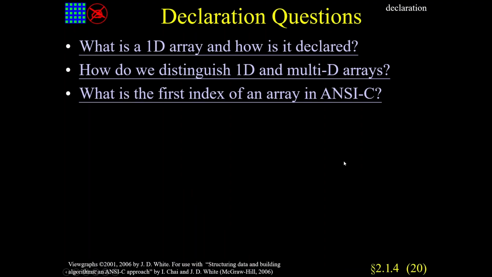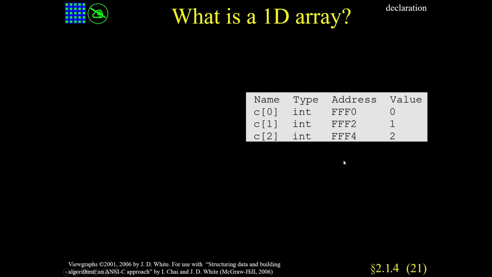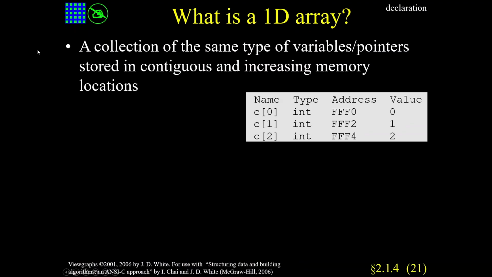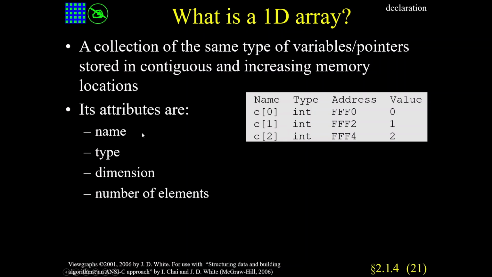Okay, some questions, all these questions that we're looking at. What is a 1D array? It's a collection of the same type of variables or pointers stored in contiguous and increasing memory locations. Like this, our little 3-element array, C0, C1, C2. Its attributes: it has a name, C. It has a size. It has a type, integer. It has a dimension, in this case 1 dimension. And it has a number of elements, in this case 3 elements.